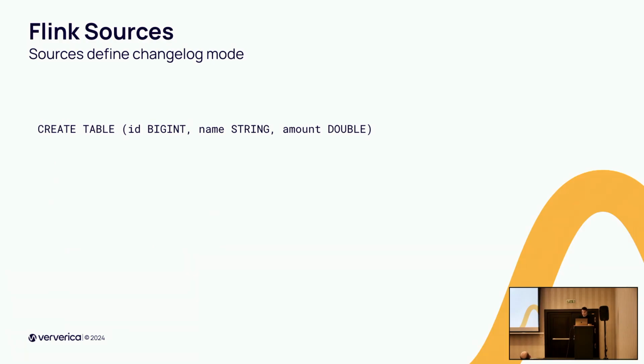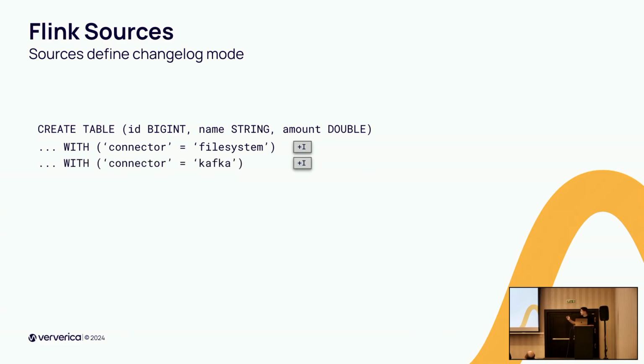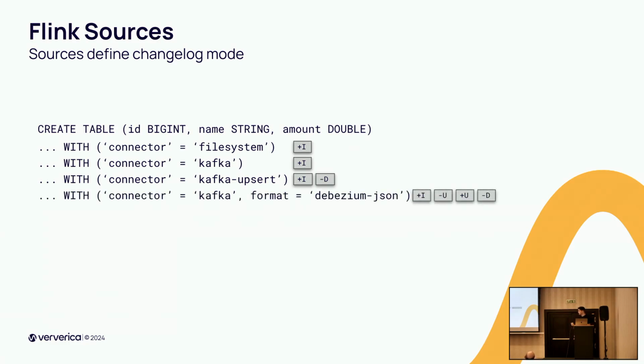And in Flink SQL, you can create a table on top of your data source, and you can define using a connector which kind of source that is, and each source comes with an implicit changelog mode. For example, the file system connector comes with the insert mode, and Kafka, again, with the insert mode, but Kafka can also be observed with insert and delete mode. And if you use the Kafka connector with the Debezium format, you get all the changelog modes: insert, update before, update after, and delete.